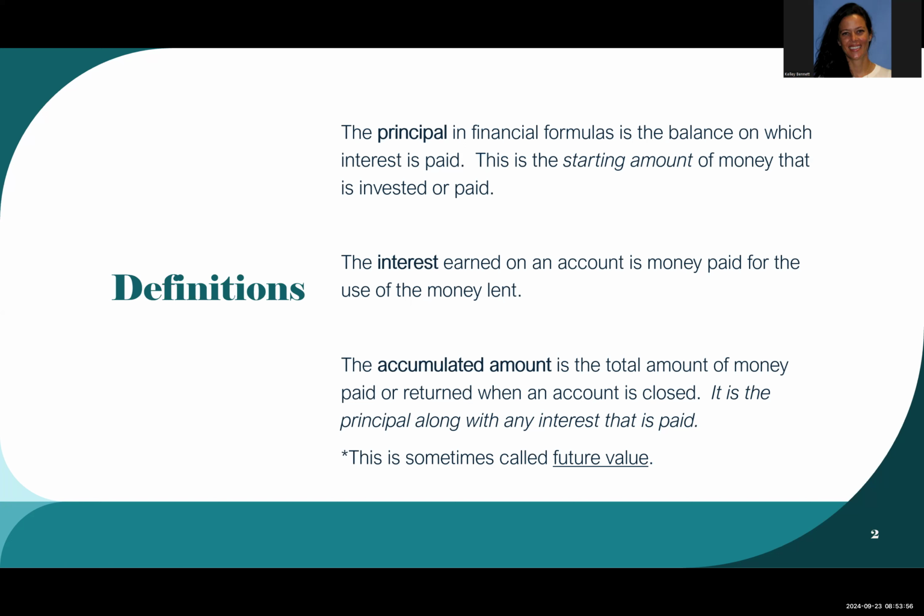The principal in financial formulas is the balance on which interest is paid. This is the starting amount of money that is invested or paid. The interest earned on an account is money paid for the use of money lent, or sometimes when you're saving money. The accumulated amount is the total amount of money paid or returned when an account is closed. It is the principal along with any interest that is paid. And we very frequently refer to this as future value, FV.